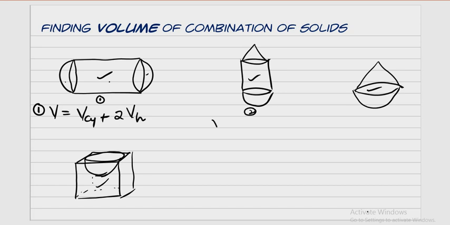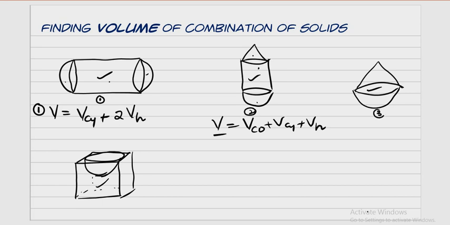This is question number 2. For this figure, how will the volume be? This is a combination of three solids: one is a cone, one is a hemisphere, and one is a cylinder. So directly I can write volume of cone plus volume of cylinder plus volume of hemisphere. By adding all the volumes we get the volume of the total solid.